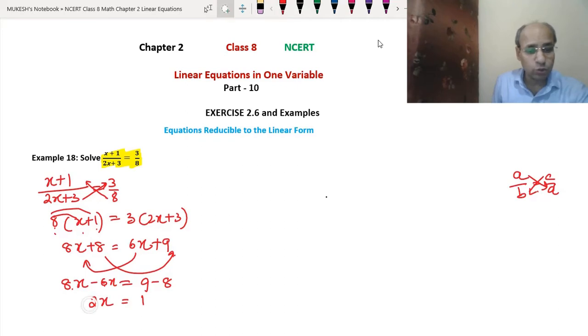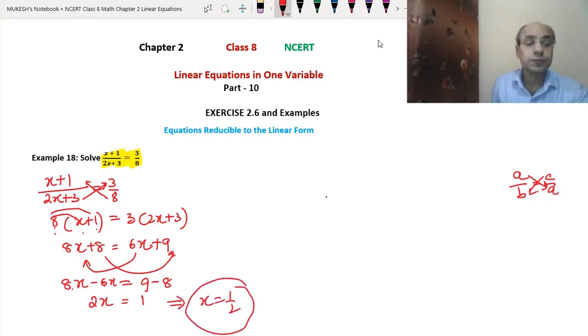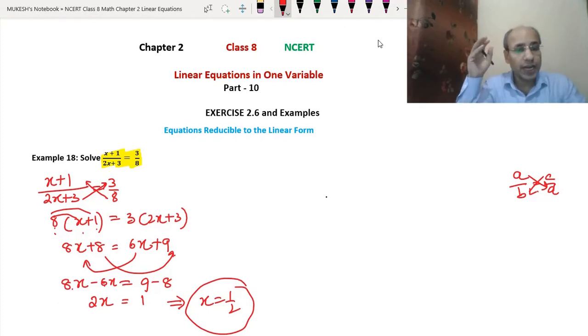Now we will take this 2 to the other side, so it will divide this. So we will get the answer x equals 1 by 2. Okay, I hope you have understood this question. Now let's do example number 90.